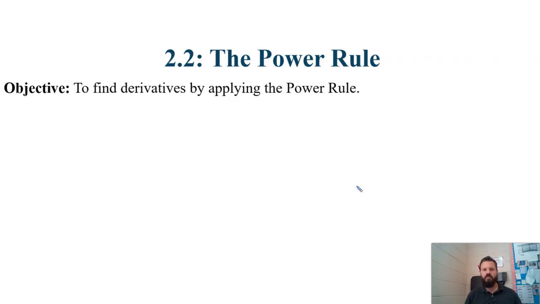Now, in 2.1, I showed you the definition of derivatives involving limits and looked at calculating derivatives using that limit definition. Now, we can find the derivative of any function using that definition. Problem is it's kind of a pain to use. That's why we're going to want some different rules, some different derivative formulas. The power rule is going to be the first one we start off with here.